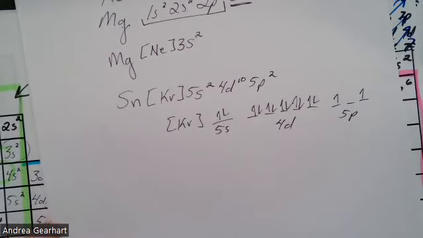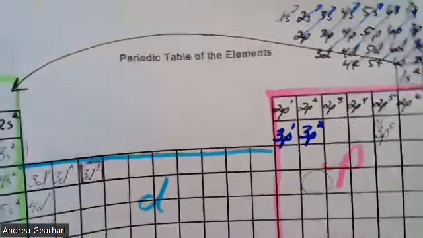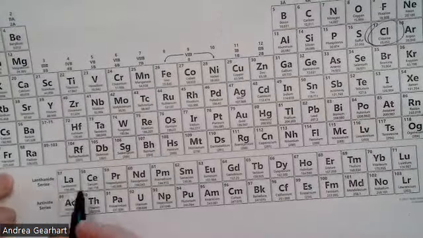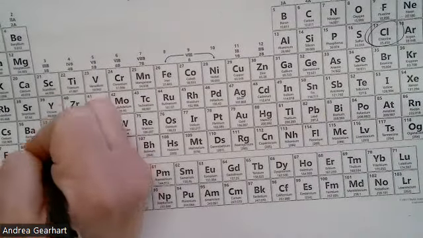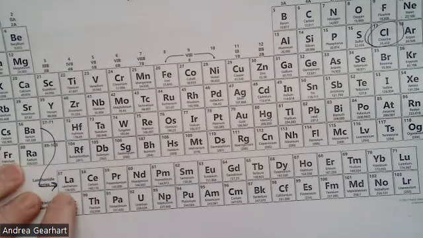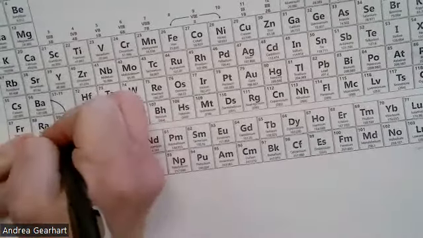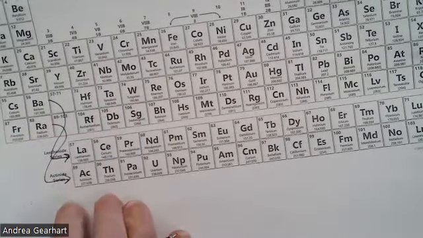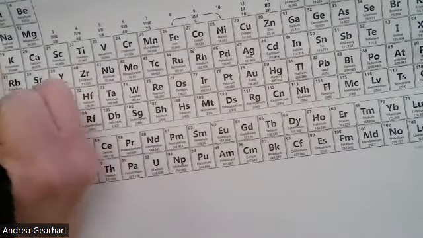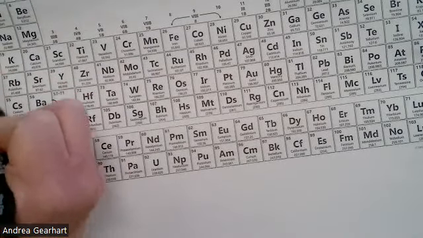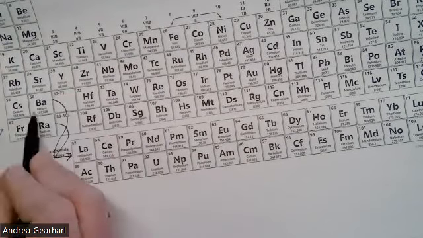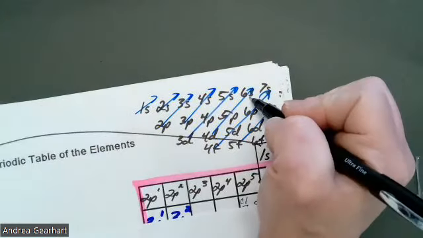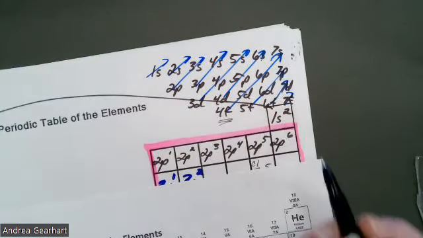Okay. So now to your question, Jacob. On the periodic table, after barium is lanthanum. After radium is actinium. Okay, if we look on the periodic table, this is 6 and 7. So this is 6s and 7s. Well, where do we go after 6s? 4f.